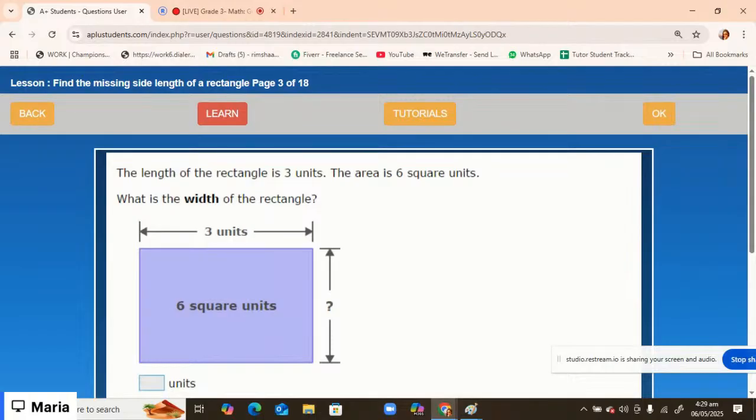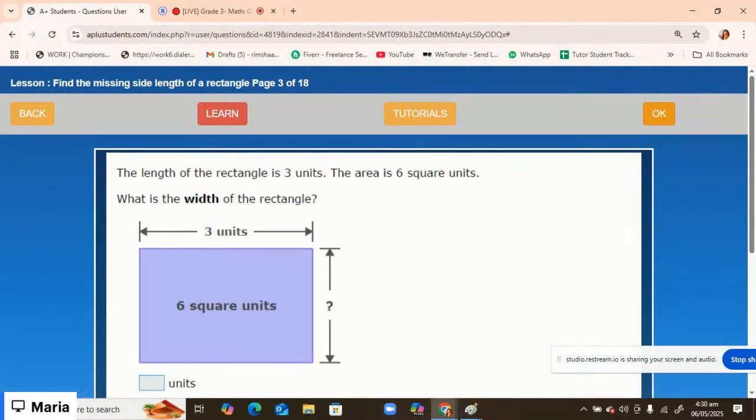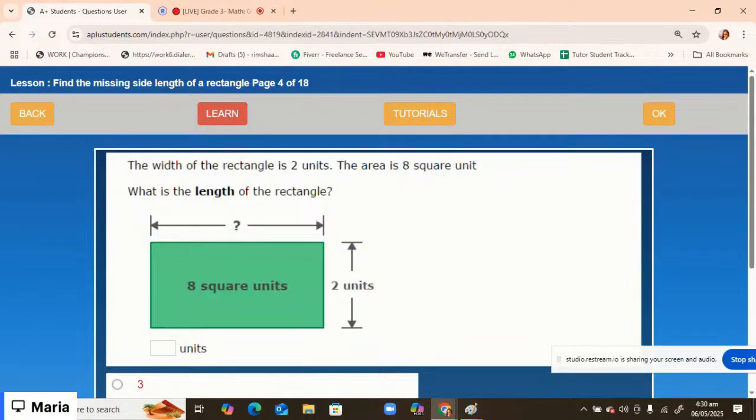The length of the rectangle is 3 units. The area is 6 square units. What is the width of the rectangle? Okay. Everyone solve, please. Not only the one student. Very good. That is 2. Let's see, is it right or wrong? So this is the right option. Very well done.